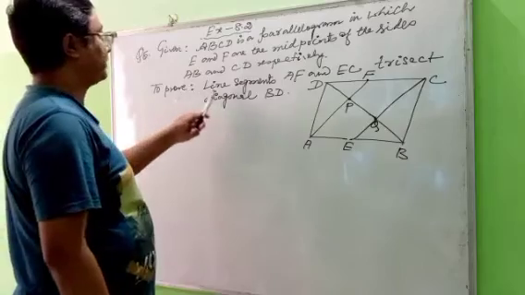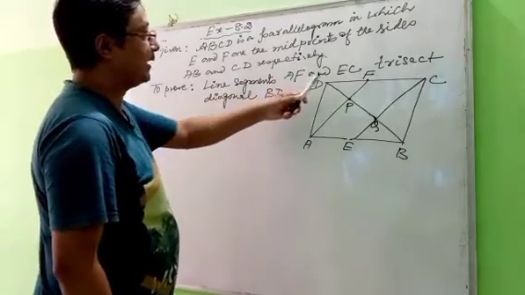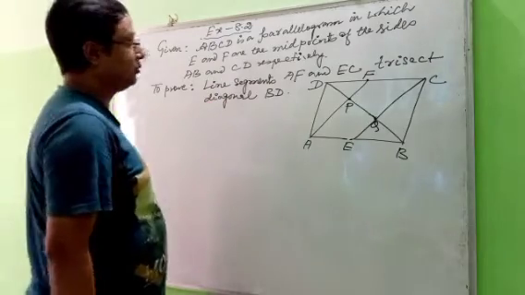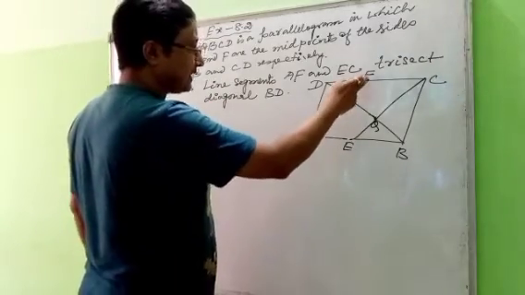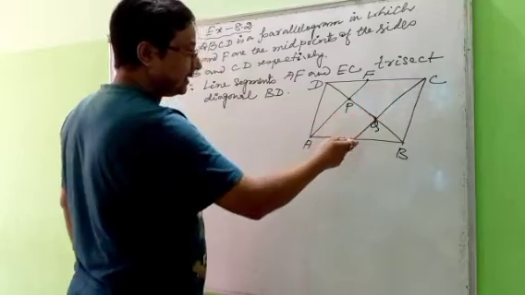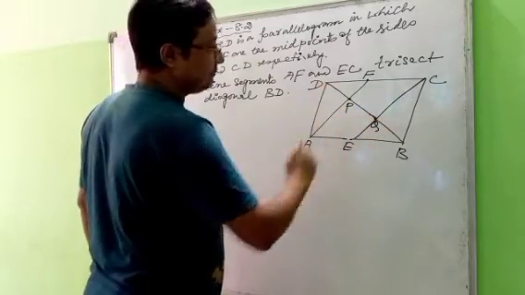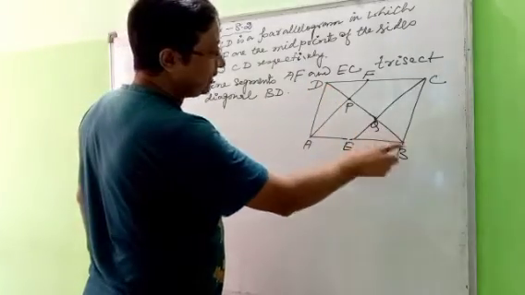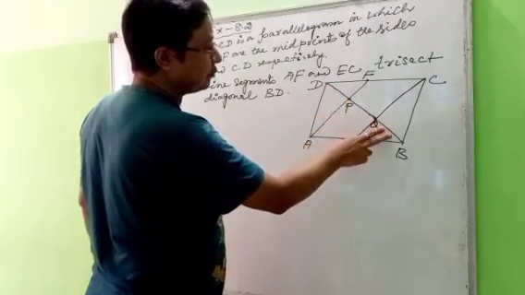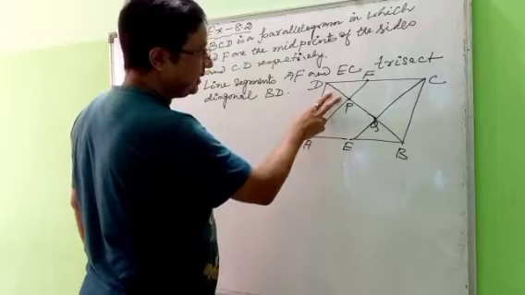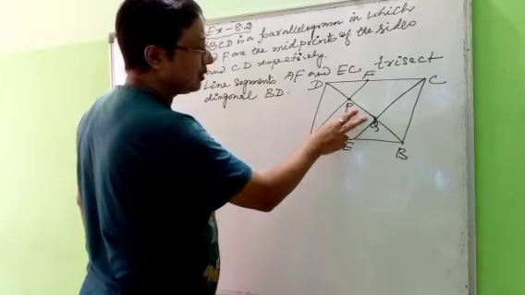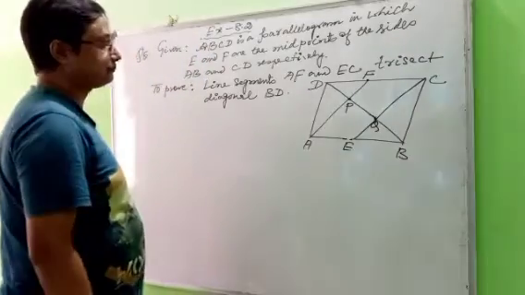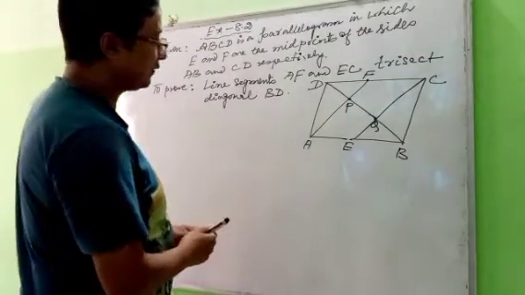You are to prove that the line segments AF and EC trisect diagonal BD, which means you are to prove that this diagonal BD should be divided into three equal parts. That is, DP equals PQ equals BQ. That is called trisect.